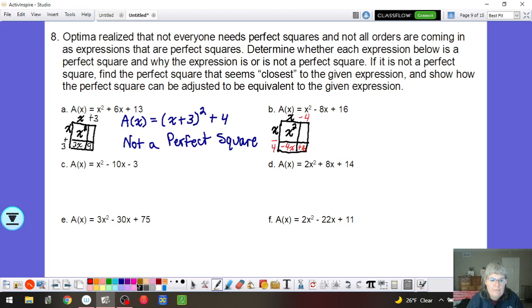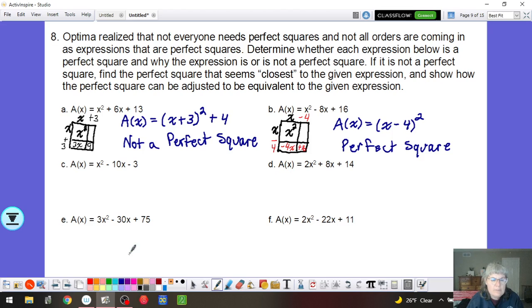So we do have a perfect square, and we can write this as A of x equals x minus 4 squared. And again, this is a perfect square. So your perfect squares will not have anything added or subtracted to them.